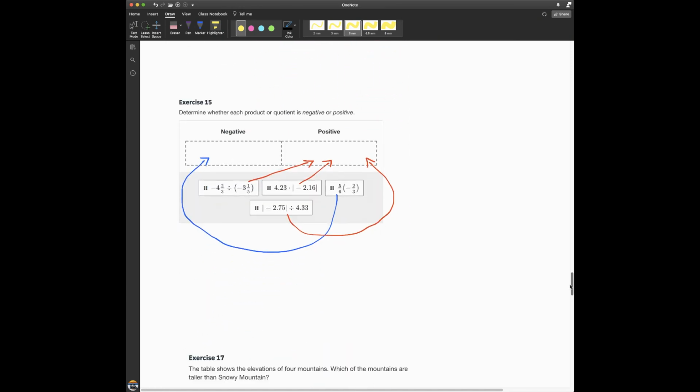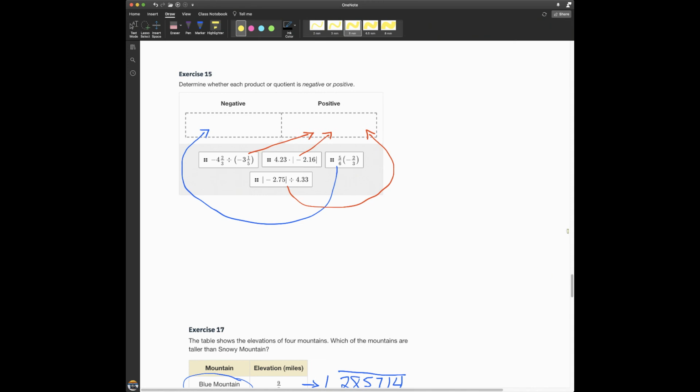All right, number 15, determine whether each product or quotient is negative or positive. So I just have to remember the rules. These have the same sign. So I'm using division, same sign, positive answer. This absolute value turns this decimal into positive 2.16. So they're both positive, same sign. This absolute value turns negative 2.75 into positive 2.75. So those are positive. And then for this last one, I have a positive number multiplied by a negative number, so that gives me a negative answer. So I'm good. You're good too.